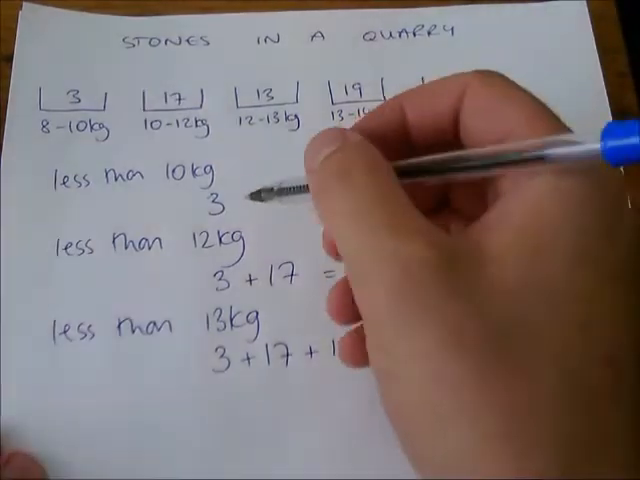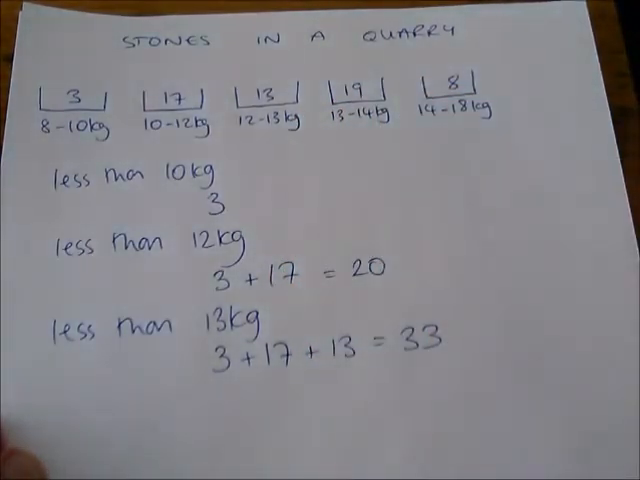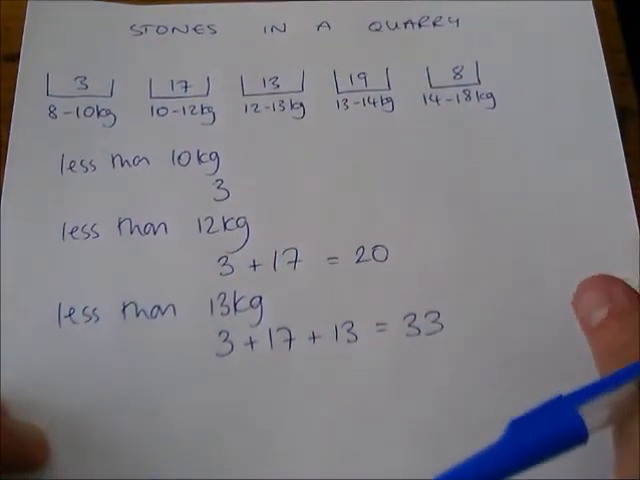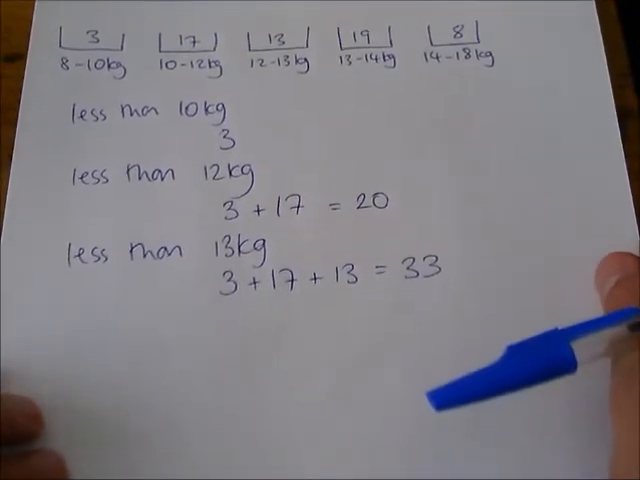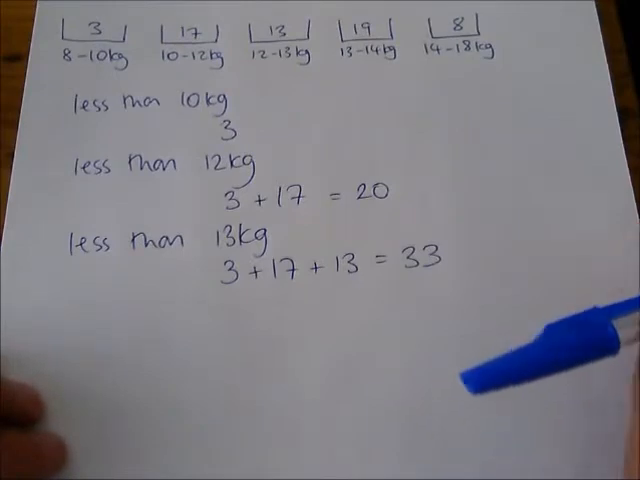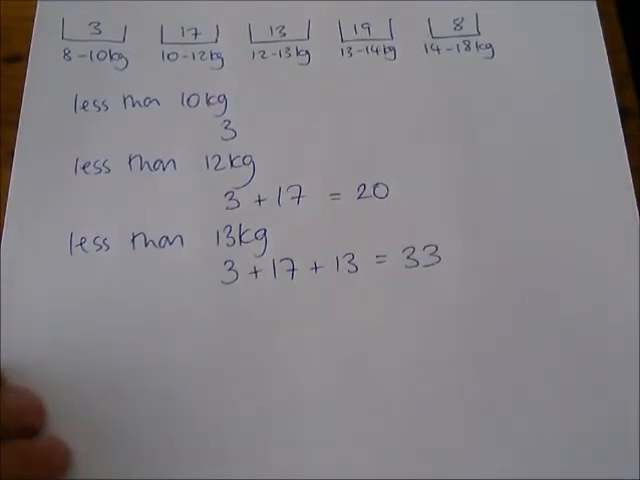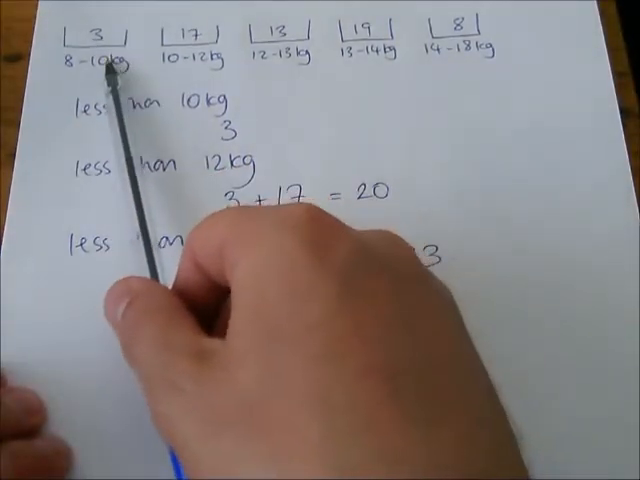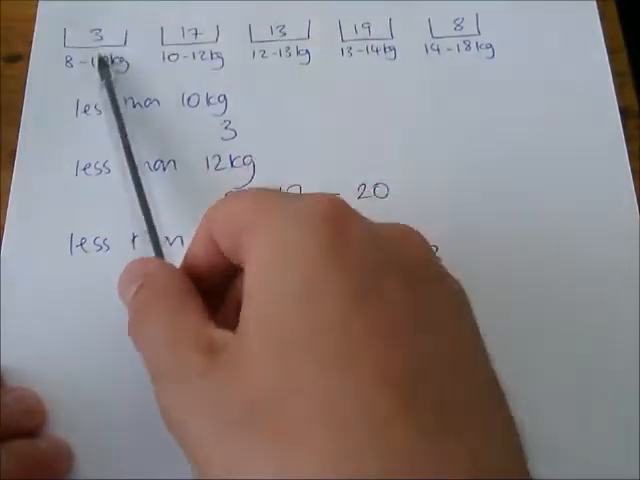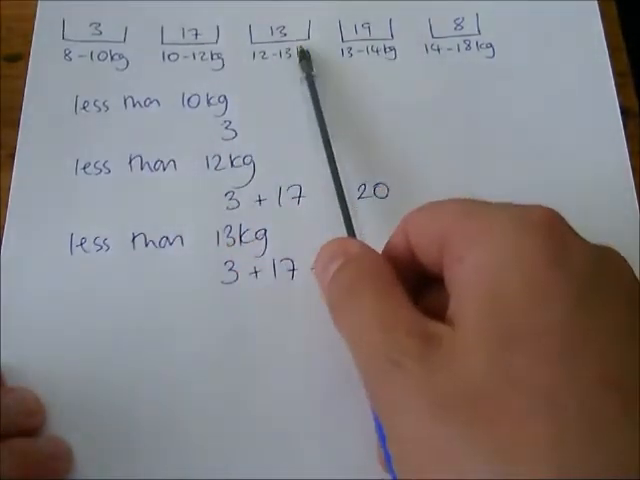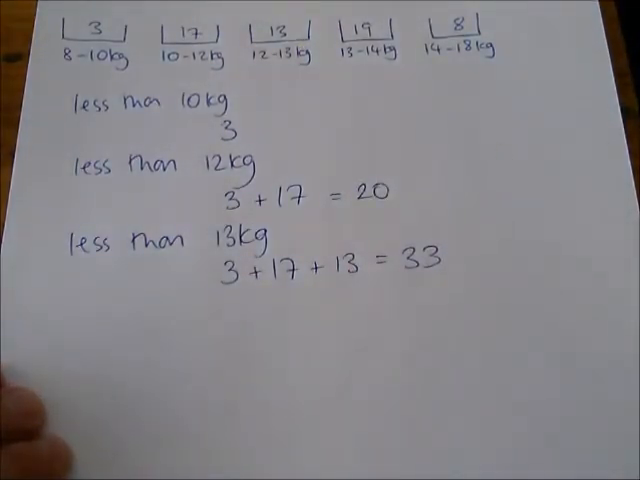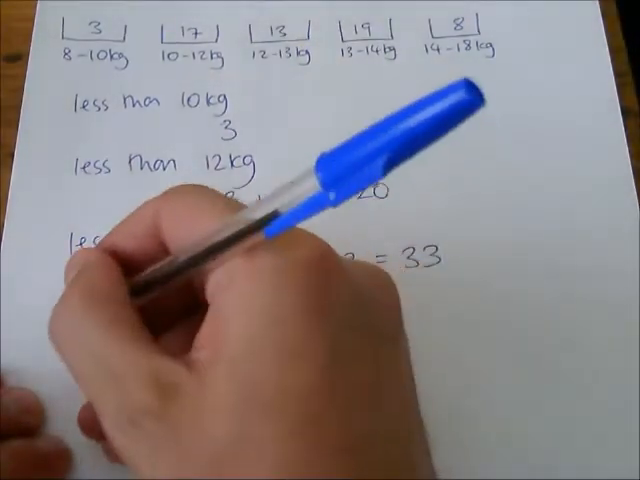Now these numbers that I'm calculating, this 3, 20, 33, these are cumulative frequencies. So although I haven't mentioned that word yet, that's exactly what we're calculating, the cumulative frequencies. And cumulative frequency means a running total. So if I count the first skip, how many have I got? I've got 3. If I count the first 2 skips, how many have I got? It's 20. The first 3, 33. It's a running total, counting them up as you go along.